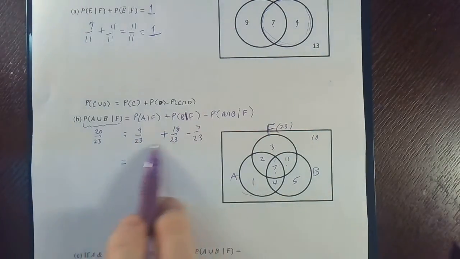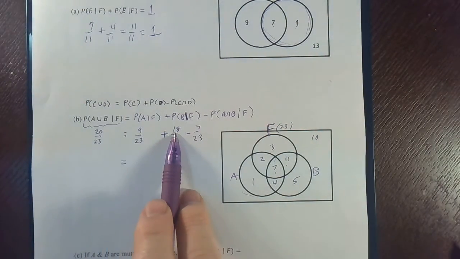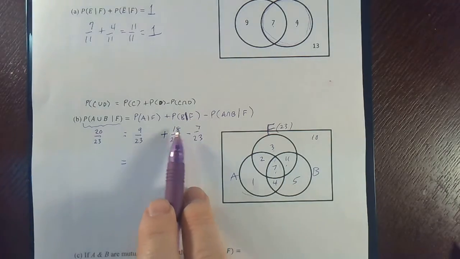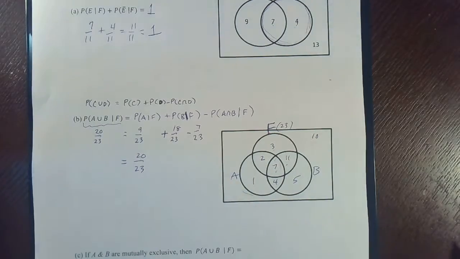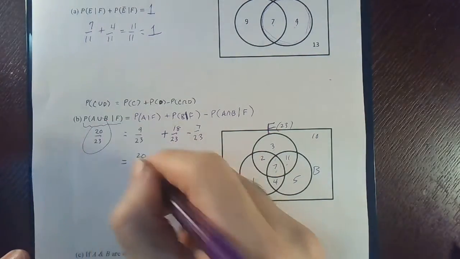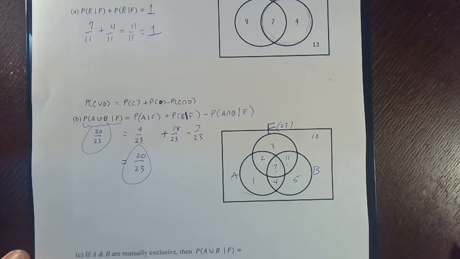Let's see what we get. Have the same denominator, so 9 and 18 is 27. 27 minus 7 gives us 20 over 23. So, of course, that formula works. 20 over 23 is equal to 20 over 23.